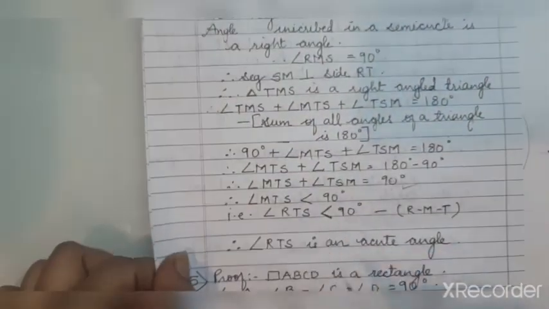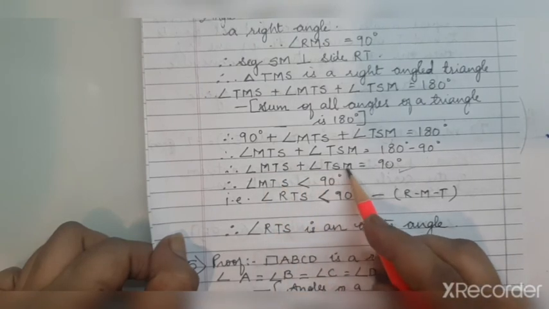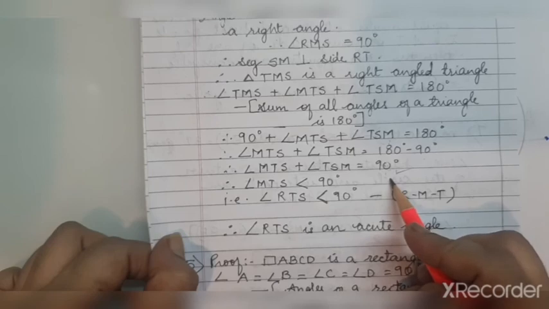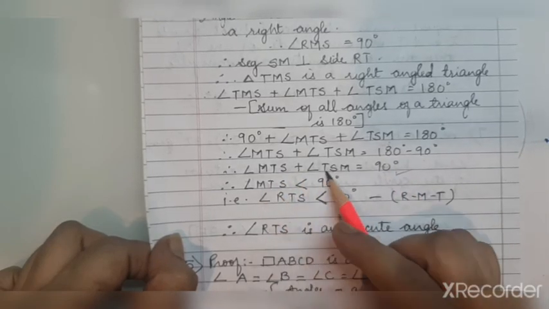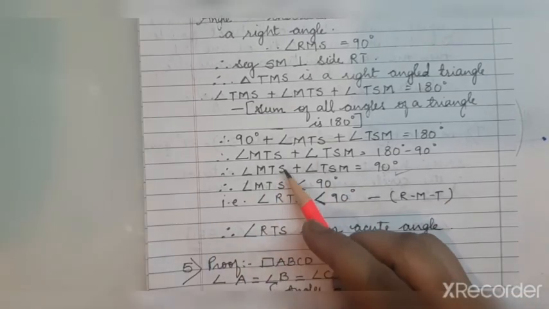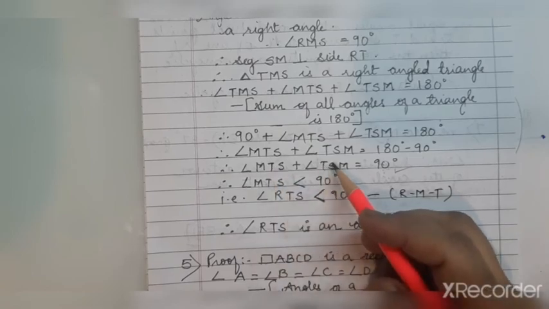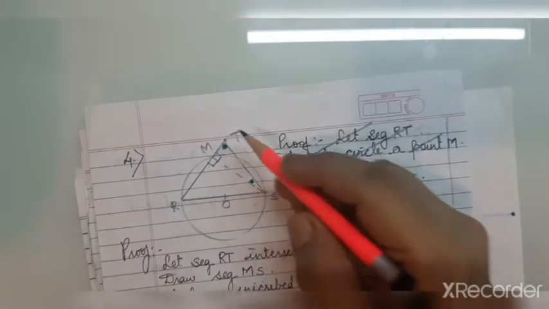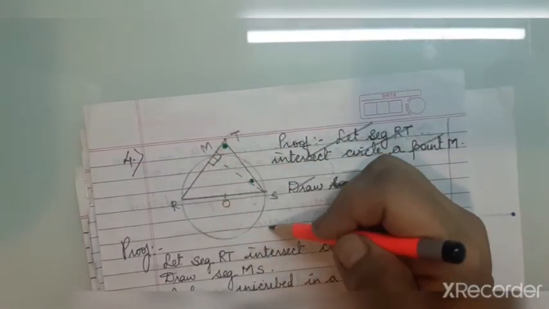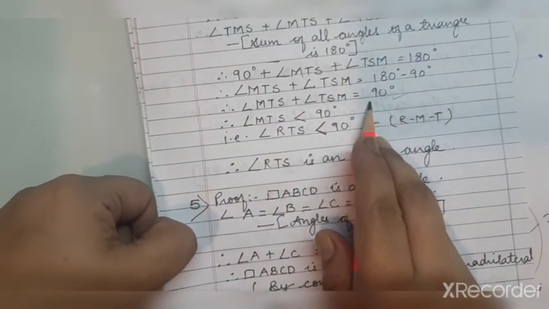So that we will write here. If MTS plus angle TSM is equal to 90 degrees, both the angles' addition is 90 degrees, therefore both the angles have to be less than 90. Now, when can it be 90 degrees? If one angle is 0 degrees, then the other angle can be 90, so 0 plus 90 degrees. But we can see here the angles are not 0 degree angles, so we cannot take 0 degrees. Therefore, both the angles will be acute angles. Then only their sum we will get as 90 degrees.